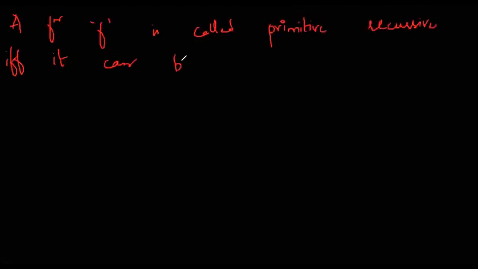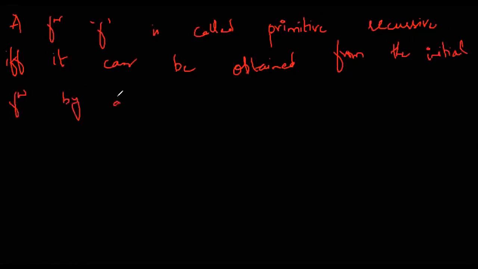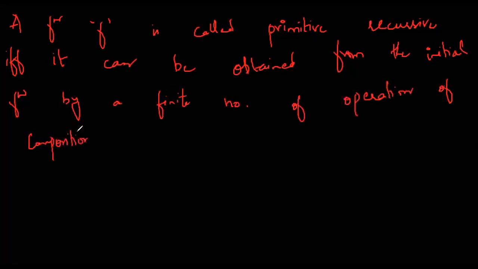A function f is called primitive recursive if and only if it can be obtained from the initial functions. We had three initial functions, so from those initial functions, by a finite number of operations of composition and recursion. So a function is called primitive recursive if we are using our initial functions and performing either composition or recursion on them.